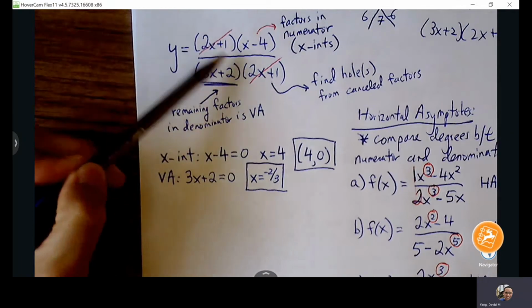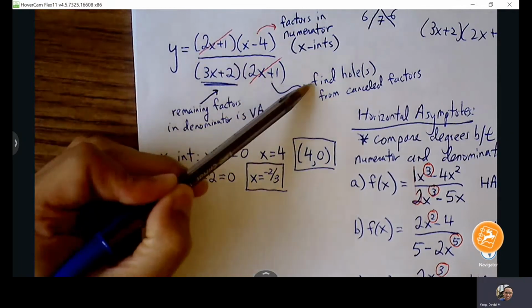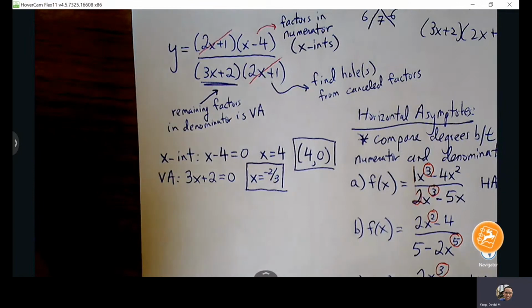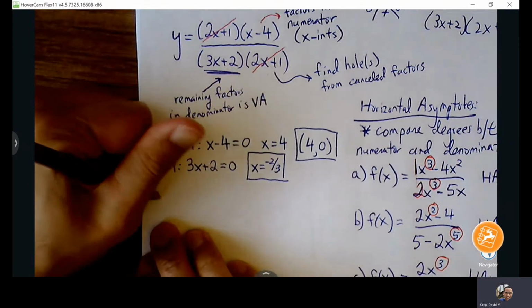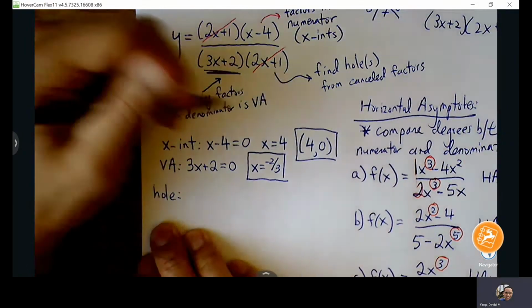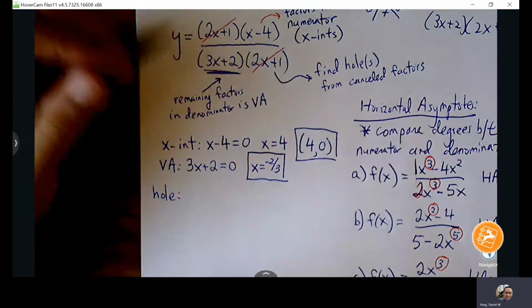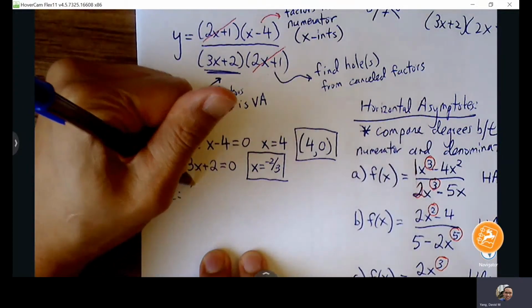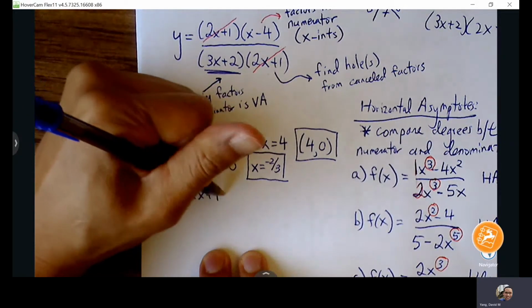Okay, next up, I see canceled terms. I know that will be the location where a hole in the graph will exist. So set one of your canceled factors equal to 0 and solve for x.